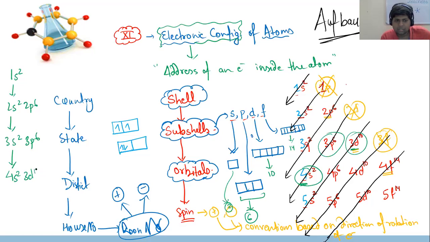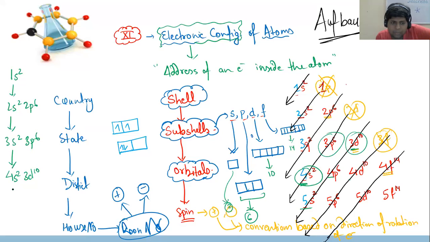Sir, but 3p6 should also come in that 4s2. No, it will not come in 4s2. First 3p6, then 4s2, then 3d10, then 4p6, then 5s2. Just like the direction of the arrow you have to approach. So it means diagonally, from up to down.